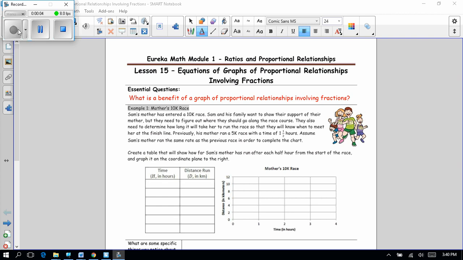Hoekstra. I'm working on Module 1, Lesson 15, Equations of Graphs of Proportional Relationships Involving Fractions. And my essential question today: what is a benefit of a graph of proportional relationships involving fractions? We're reviewing almost the whole module with this one, which is good because we're heading into our test.